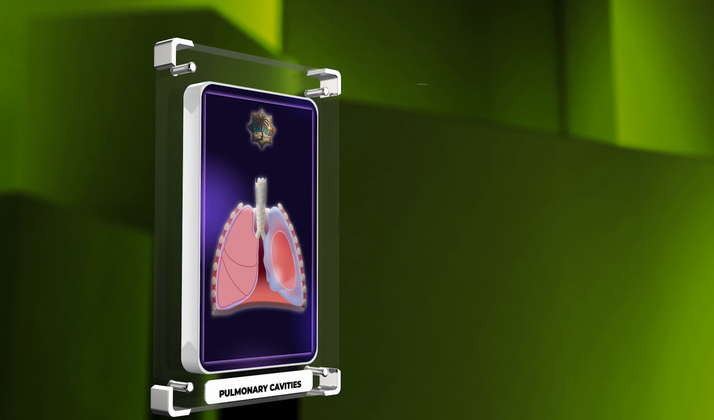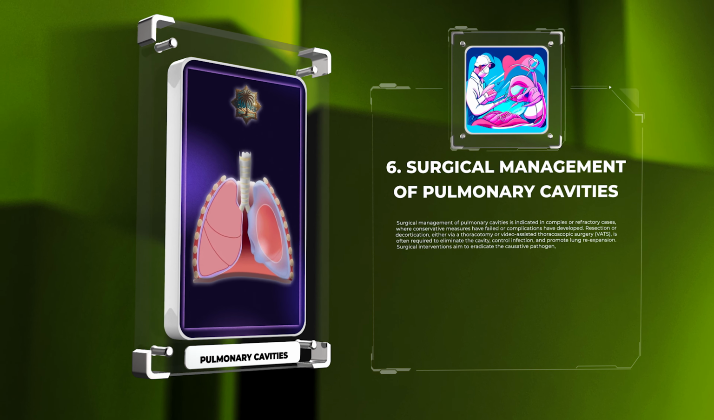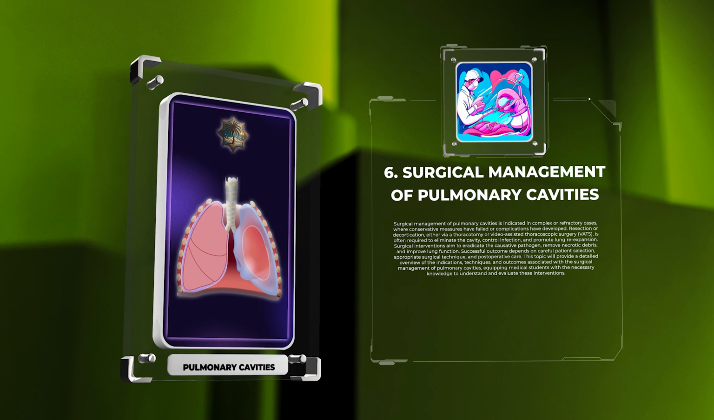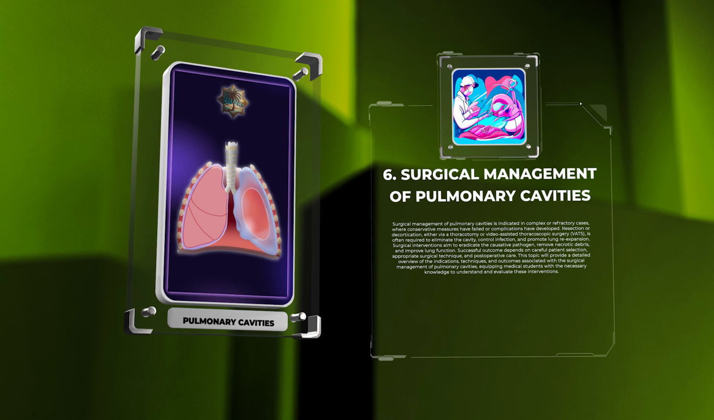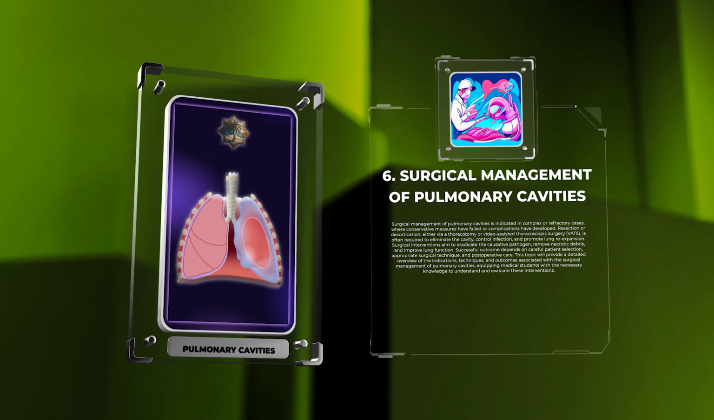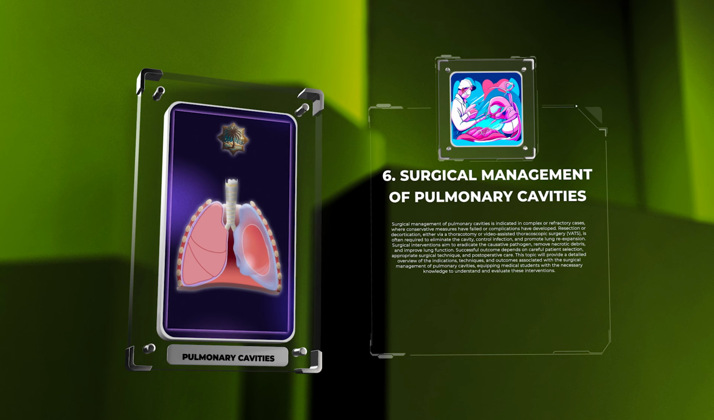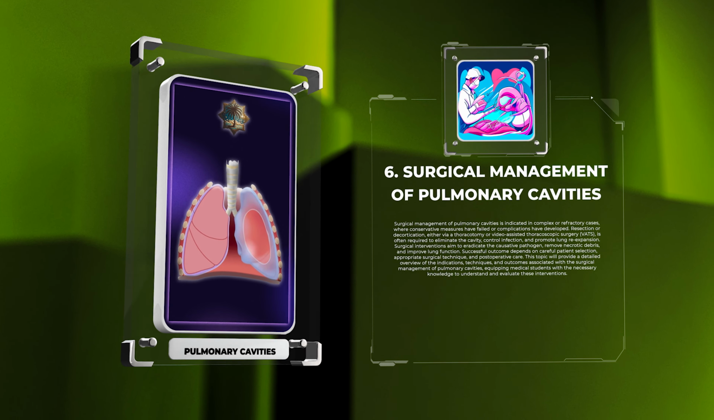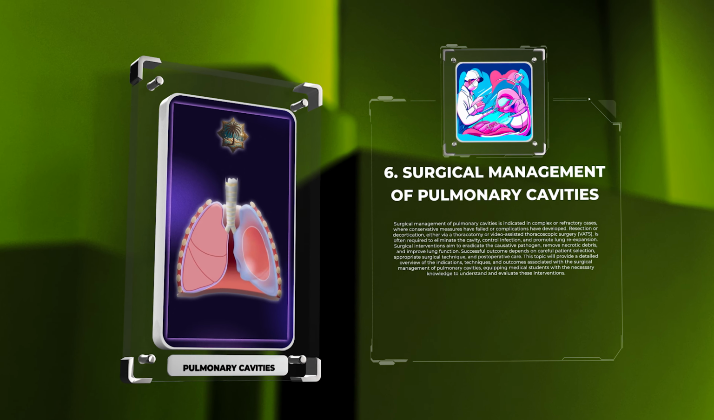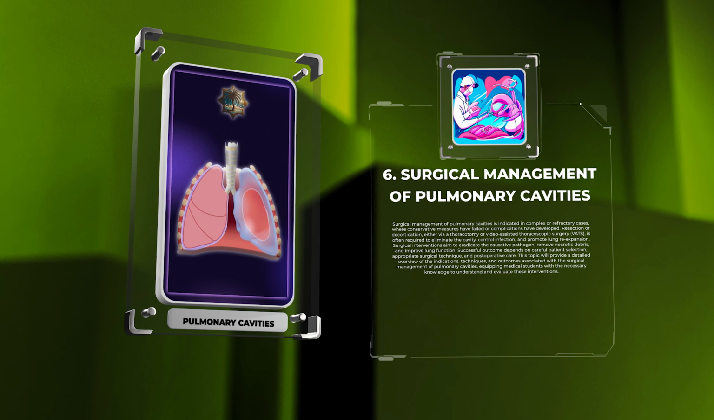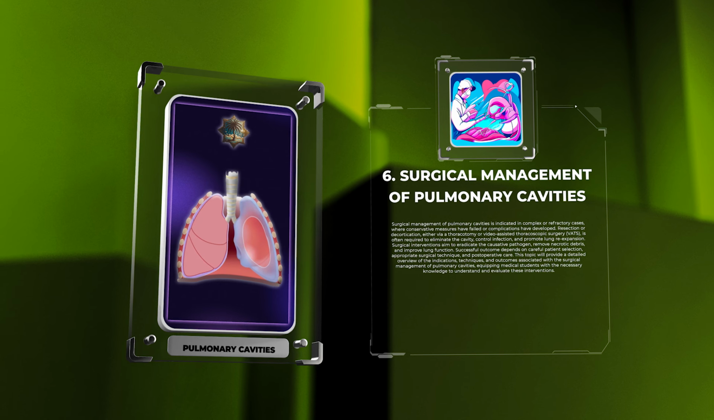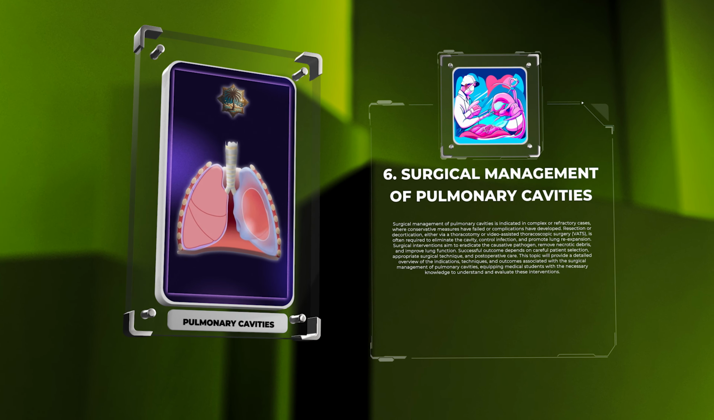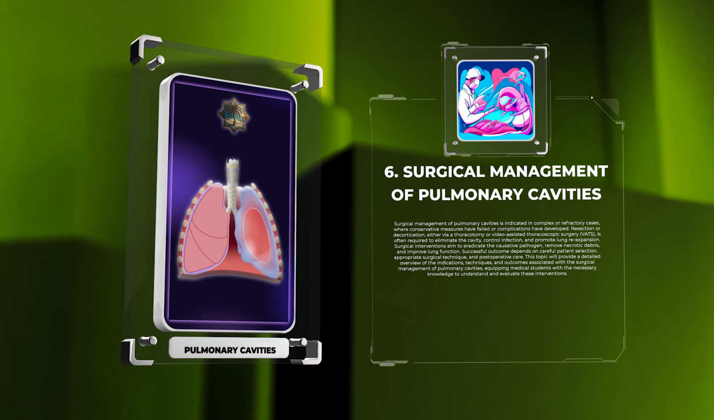Surgical management of pulmonary cavities is indicated in complex or refractory cases, where conservative measures have failed or complications have developed. Resection or decortication, either via a thoracotomy or video-assisted thoracoscopic surgery, VATS, is often required to eliminate the cavity, control infection, and promote lung re-expansion. Surgical interventions aim to eradicate the causative pathogen, remove necrotic debris, and improve lung function. Successful outcome depends on careful patient selection, appropriate surgical technique, and postoperative care.